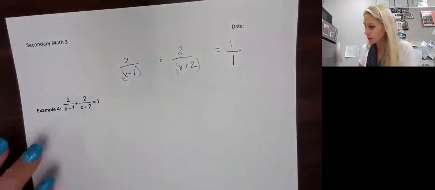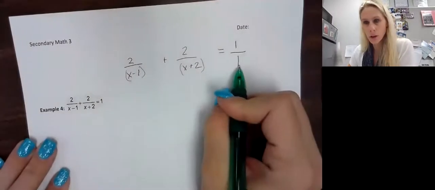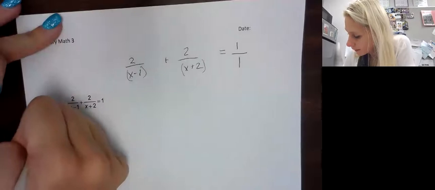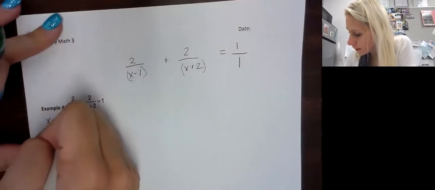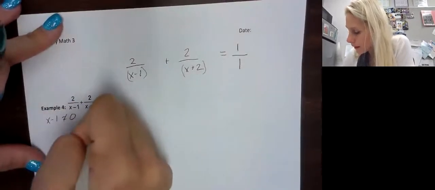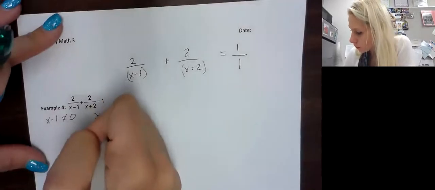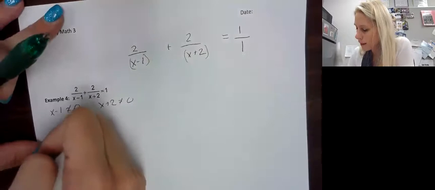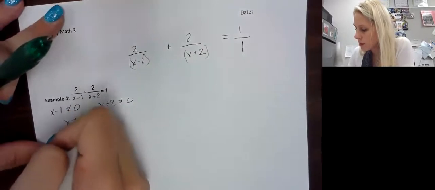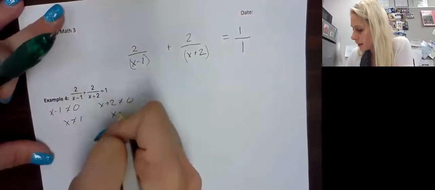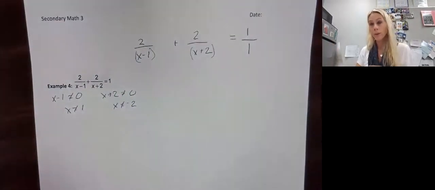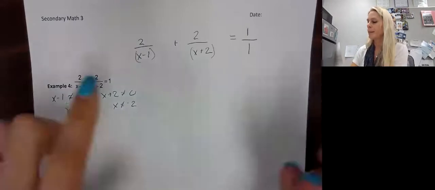Domain restrictions. 1 cannot be 0, so I don't have to worry about that. But I do have to worry about x minus 1 cannot equal 0, and x plus 2 cannot equal 0. So if I solve, x cannot equal 1, and x cannot equal negative 2. Ooh, almost went too fast. All right.